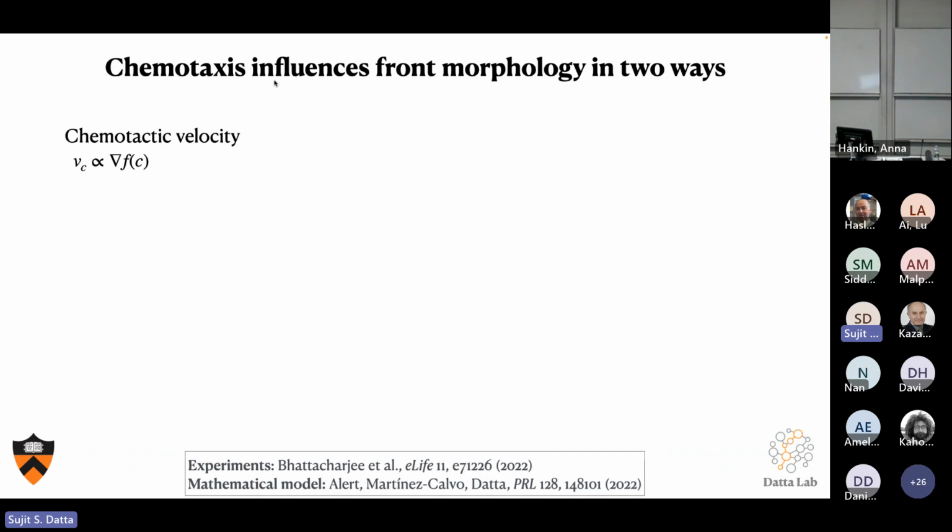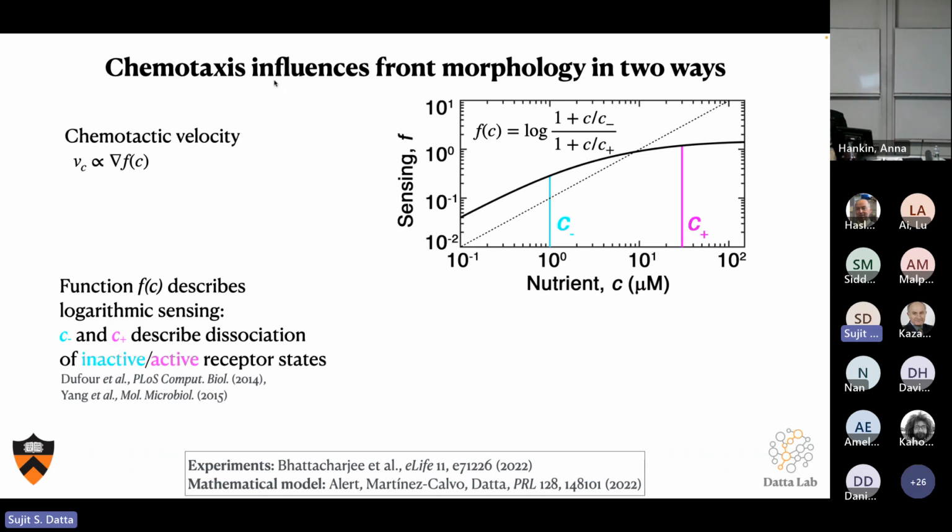Let's go back to this chemotactic velocity. Okay, I mentioned that it goes as grad F, the spatial gradient of how the cells sense nutrients around them. So let's unpack that a bit. Typically, people simplify this and they just describe this function as a linear function. Okay, so chemotaxis goes as grad C, right?